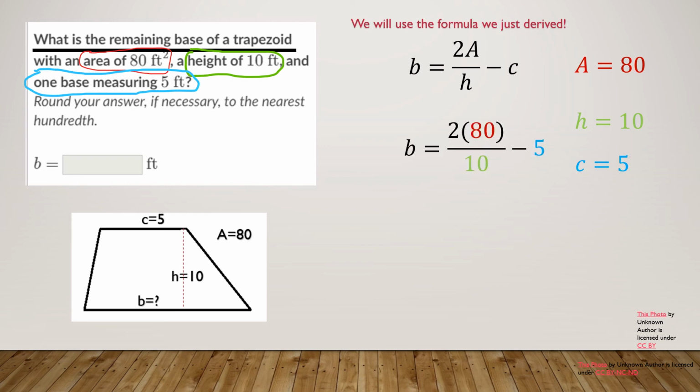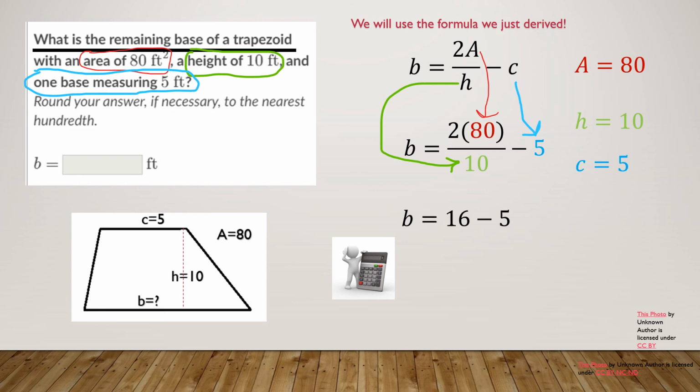So if we do our substitution, we'll make sure we put the value for a in the right place, the value for h in the right place, and the value for c in the right place. And let's draw arrows to make sure. Okay. So this is where you might need a calculator, or maybe you can do this in your head. And at any rate, you'll end up with 16 minus 5, or just 11. And so now we know what b is. We can answer the question. B is 11 feet. And there is the missing base, mystery solved.